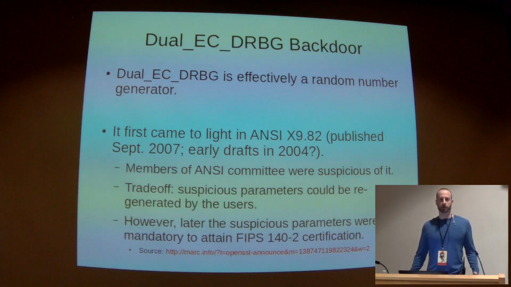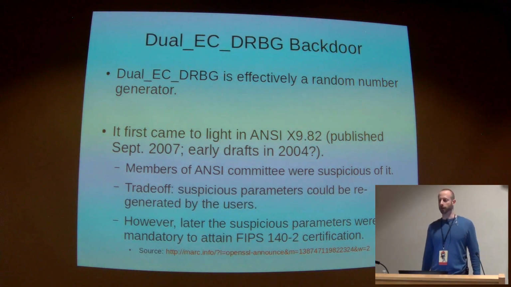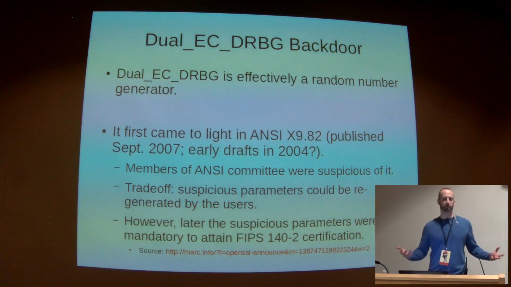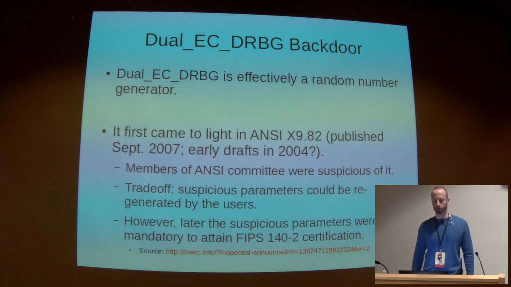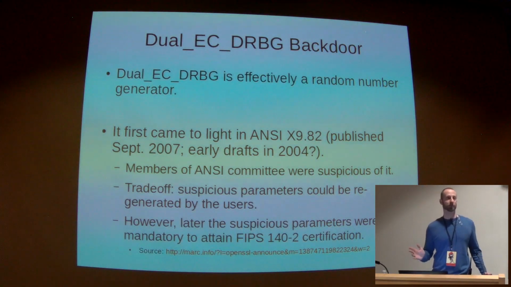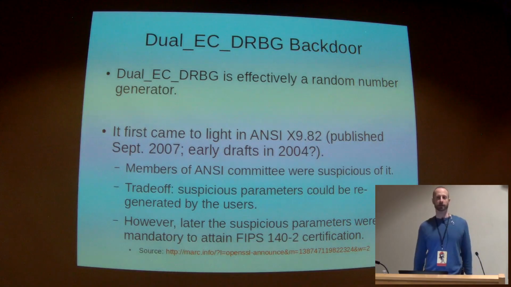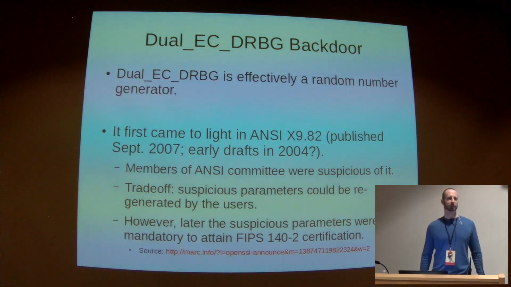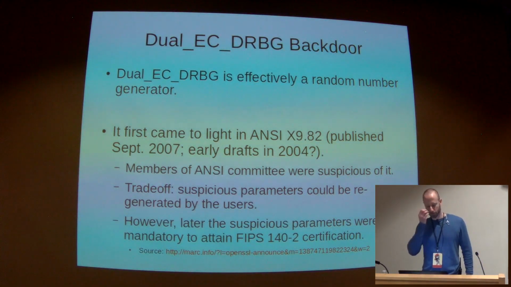So they came to a trade-off. They said, okay, we'll include this, but we want to give end users the ability to regenerate their own parameters. So then you can say, all right, I'm generating this myself, so it can't have this potential problem. They didn't know at the time that the NSA had a backdoor. They had just noticed that if somebody inserted a backdoor, it's a big problem.